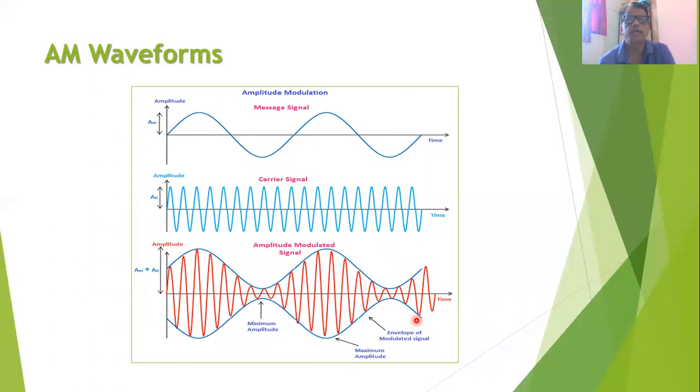So this is a diagram in which the x-axis is the time axis and the y-axis is the amplitude axis. The first diagram represents the message signal. The second diagram represents the carrier signal. And in the third diagram, we have represented the amplitude modulated signal.